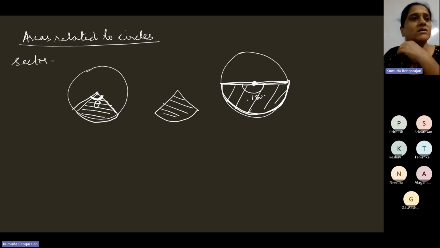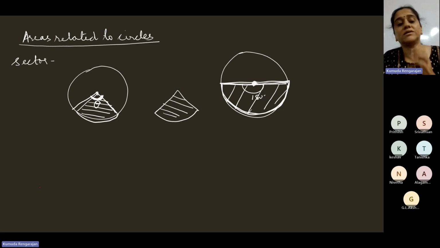So what is a sector? It's a region of the circle bounded by two radii and one arc. If the sector angle is less than 180 degrees, the sector is called a minor sector. If the sector angle is more than 180 degrees, it is called a major sector. And if the sector angle is equal to 180 degrees, it is a sector, but the special name is a semicircle. A semicircle is a sector.